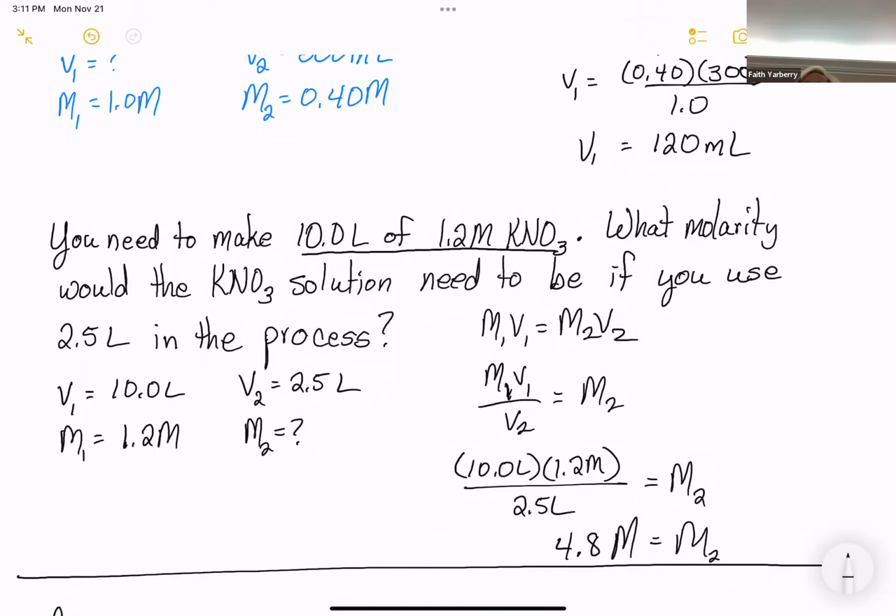That is all there really is to dilution calculations. The hardest part is recognizing it so you know which equation to use. And then making all of your units match so that your volume is the same volume unit and your molarity is the same concentration unit.